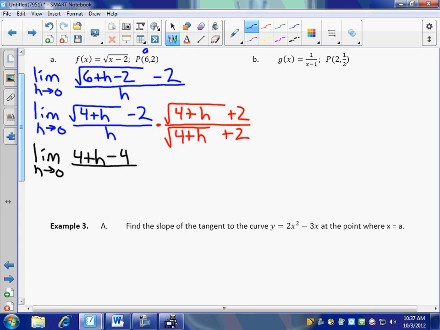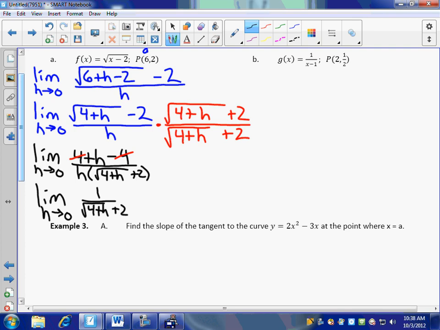But here's the mistake that people make. Please look at the denominator. The denominator says h times, and then this whole thing in parentheses. This is what sometimes people make a mistake with. We need to keep this all as one piece being multiplied by h, so that our algebra will work out correctly. So now I have the limit as h approaches 0 of, what happens to the 4s? The 4s will cancel. What happens to the h over h? That leaves you with 1. So you're left with 1 over the square root of 4 plus h plus 2.